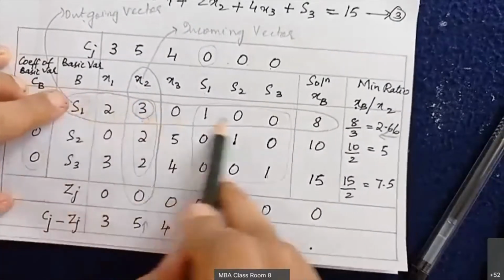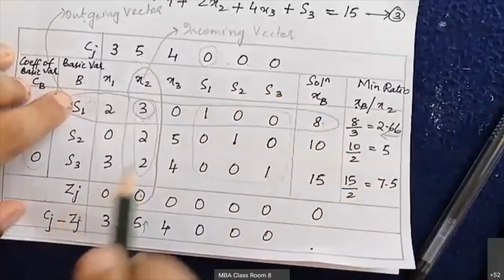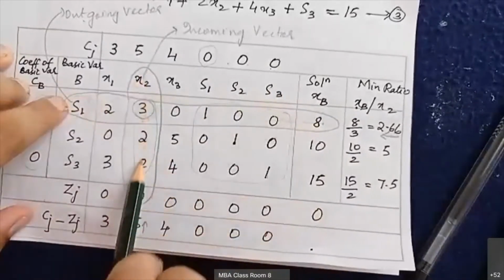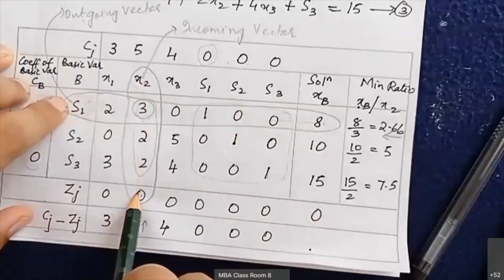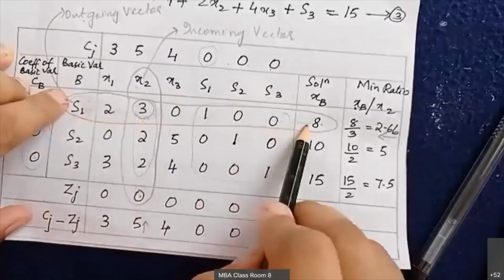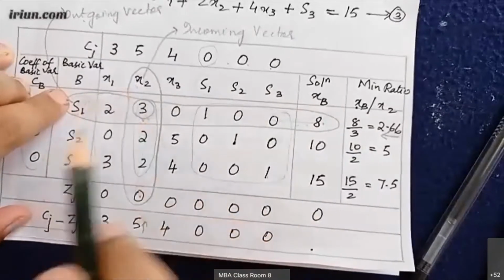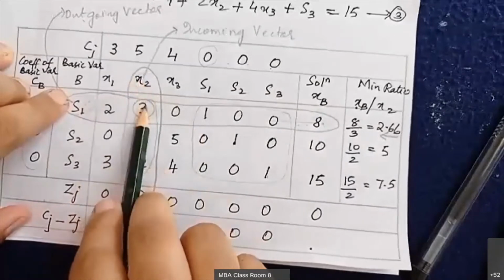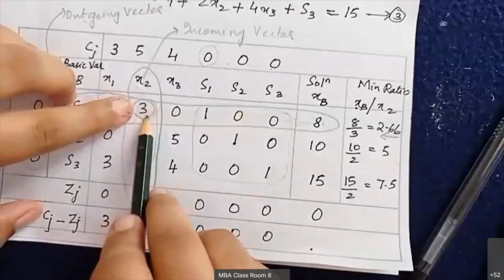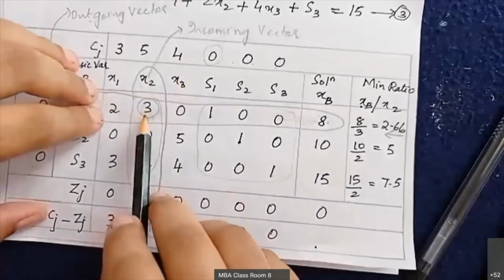This entire row will be called the key row and this will be called the key column. Is it clear? This is the key element, this is the key row, and this is going to be the key column. Now I'll tell you one more thing. In the key row, the key element should be made into 1 in the next simplex table. This is the initial simplex table. In the next table, we have to convert the key element to 1. These are all certain algorithms, and you have to follow the steps as such.